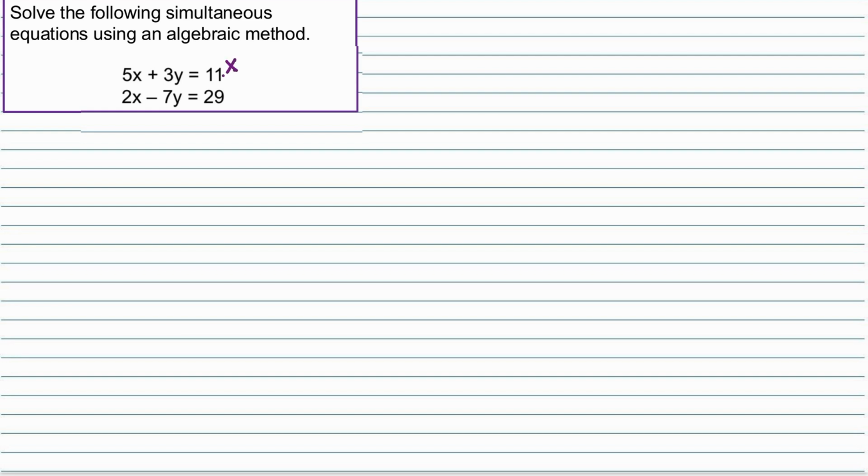So if I multiply the top equation by 7 and the bottom equation by 3, we'll call this equation 1 and equation 2. Then for equation 1, we'll get the 5x times 7, 35x, the 3y times 7, 21y, and the 11 times 7, 77. And then for equation 2, 2x times 3 will give us 6x, negative 7y times 3 will give us negative 21y, and the 29 times 3 will give us 87.